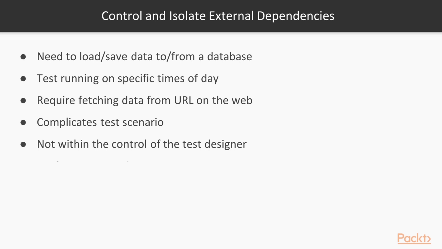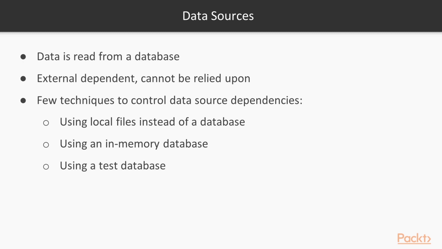However, having external dependencies usually complicates a test scenario. This is because external dependencies are usually not within the control of the test designer. In the aforementioned cases, the database may be in another data center, or the connection may fail, or the website may not respond within the configured time, or give a 50x error. Isolating such external dependencies is very important in designing and writing repeatable tests. The following are a few techniques for the same.